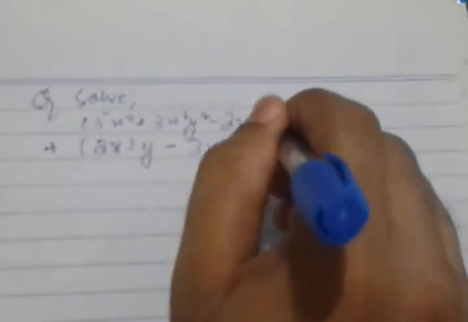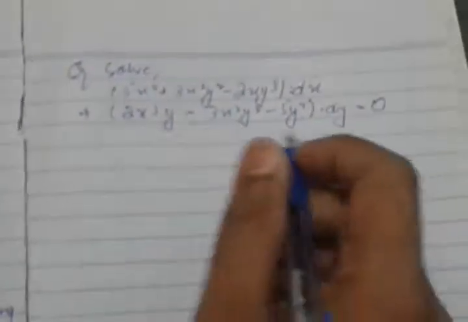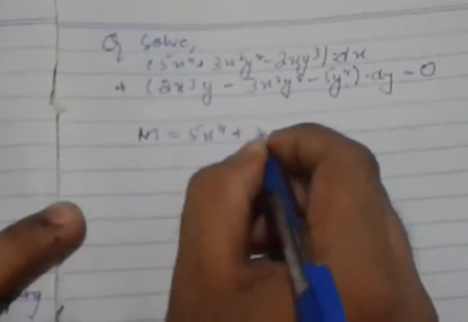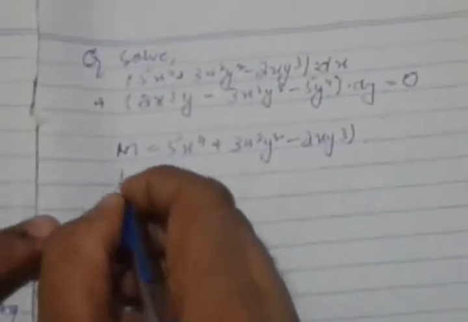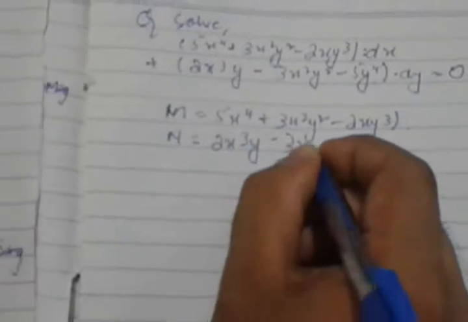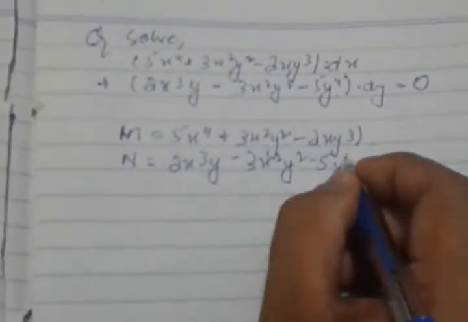Now, supposing the M term and the N term: the term containing dx will be supposed as M, and the term containing dy will be supposed as N. So M over here will be equal to 5x^4 + 3x^2y^2 - 2xy^3, and N will be equal to 2x^3y - 3x^2y^2 - 5y^4.